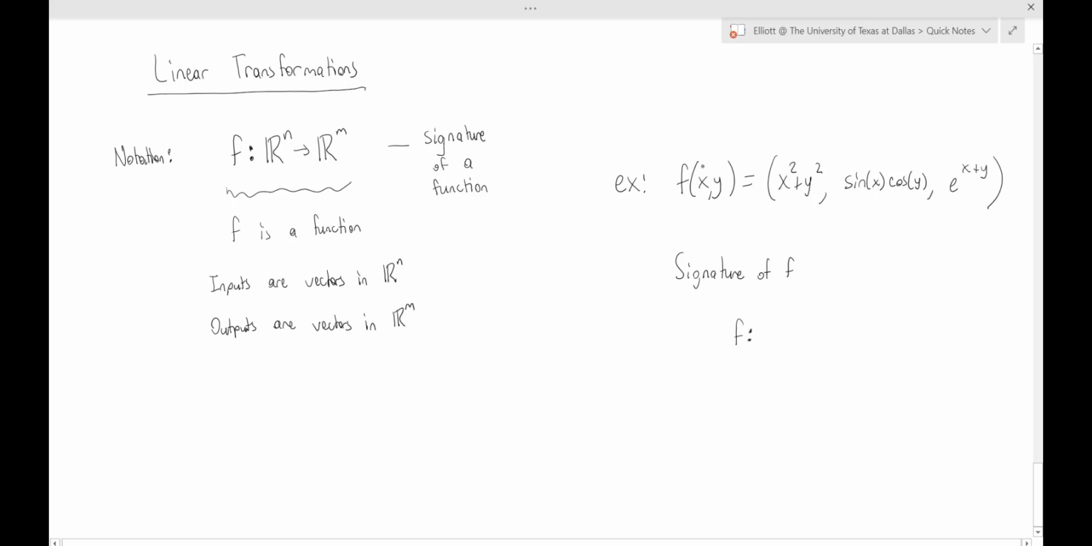so the number of components in the input is 2. So you can think of the input as a vector in R2. The output has 3 components. So it's a vector in R3. So then this would be the signature of this function f up here. Okay? All right.